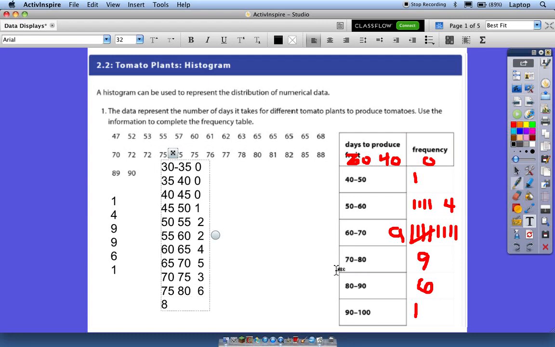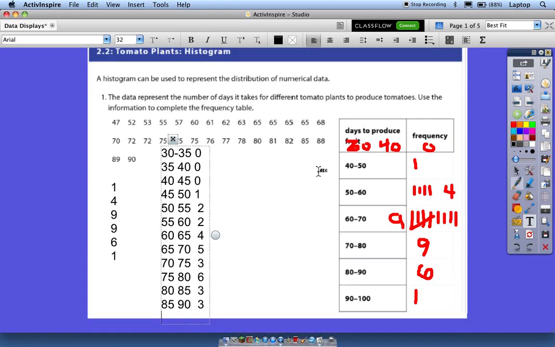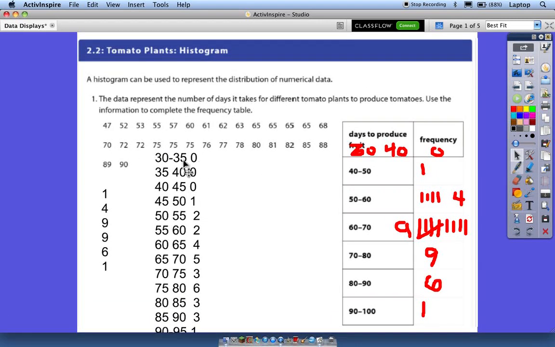And now to finish up from 80 to 85. From 80 is 1, 2, 3. From 85 to 90 is 1, 2, 3, which would give us a total of 6 again. And my last interval is from 90 to 95. And there should be 1. Here are my numbers.